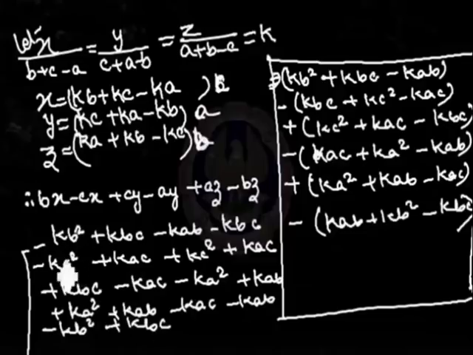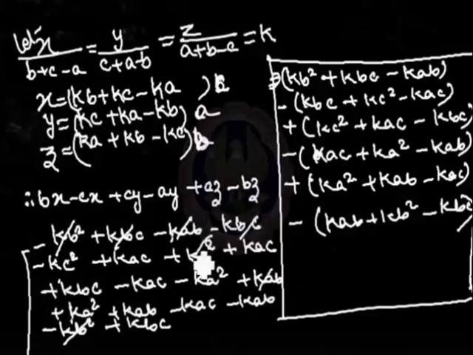See, plus kb square minus kb square gets cancelled. Another we have is plus kbc minus kbc gets cancelled. Minus kab plus kab gets cancelled. Minus kc square plus kc square gets cancelled. Plus kac minus kac gets cancelled. Plus kac minus kac gets cancelled, plus kbc minus kbc.